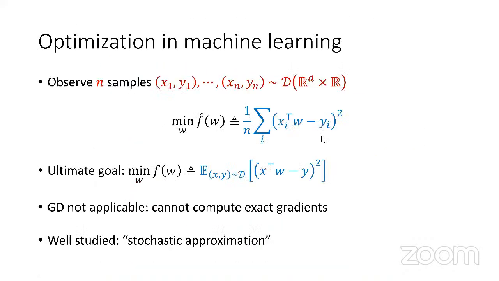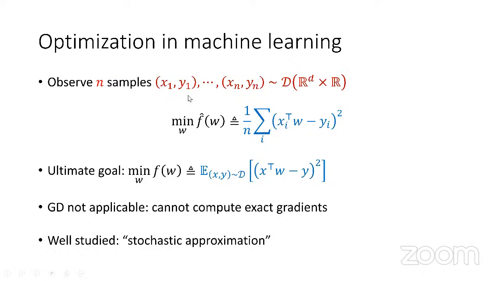Sounds good. So this was all a primer on standard optimization. Let me come in particular to optimization the way it's usually done in machine learning, which also leads us to the stochastic optimization problem. So the basic setting is that we observe n samples, x1, y1 all the way up to xn, yn. All of these are drawn from some distribution over R^d cross R. And we again want to minimize this function f hat, which is given by 1 over n summation over i of (xi transpose w minus yi) whole square.